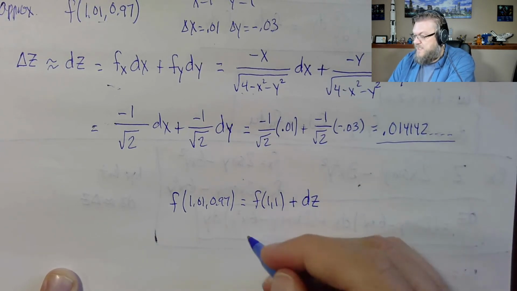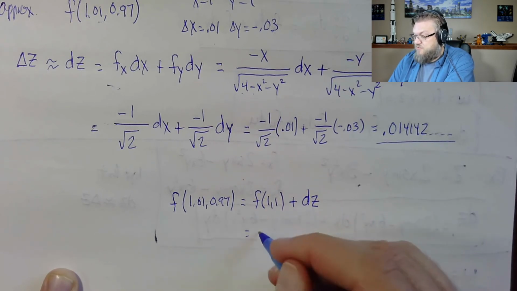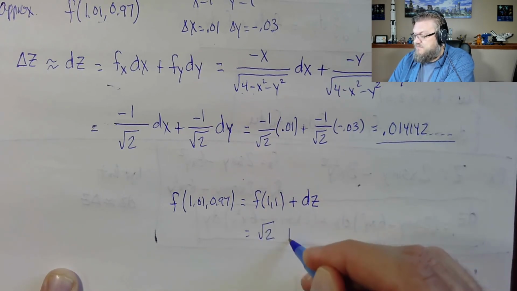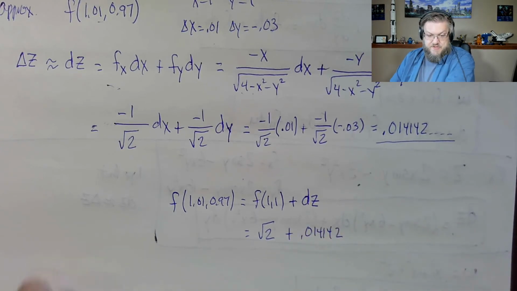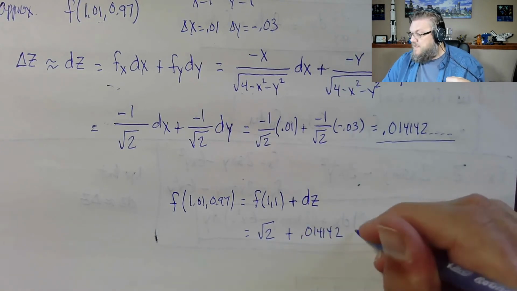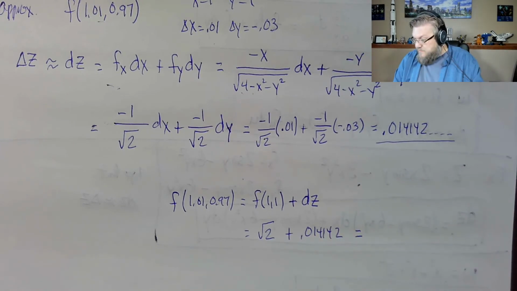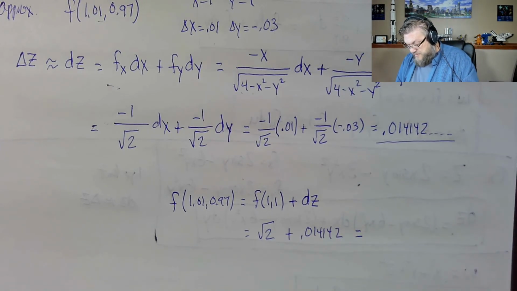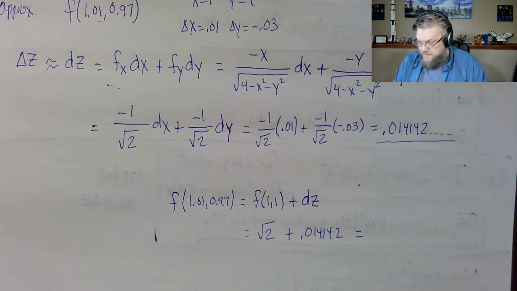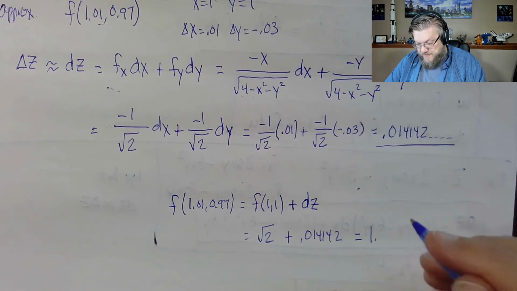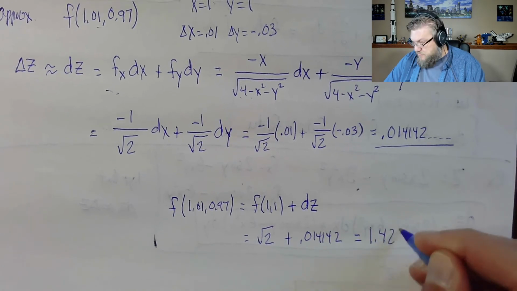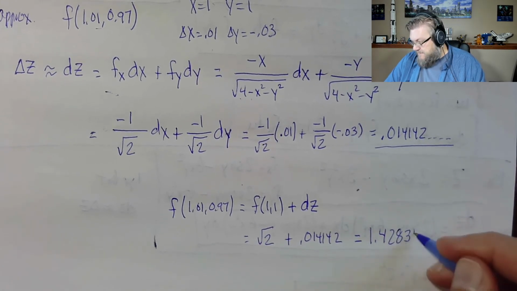Well, f at 1,1 is square root of 2 plus 0.014142. So my new function value is approximately equal to this. Again, square root of 2 is something everyone knew back in the day, and they wouldn't think anything of adding this as decimals. So I get an approximate function value of 1.4283 and so on.